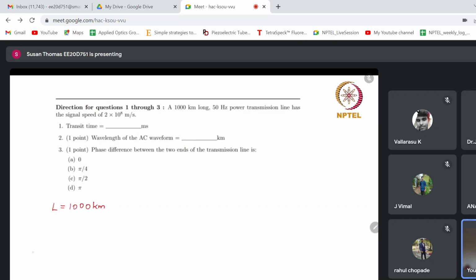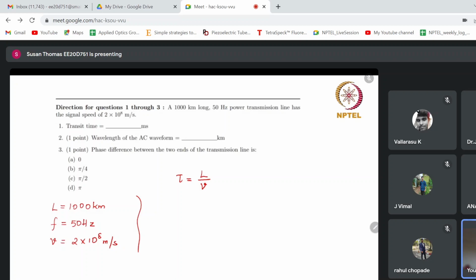information given to us. The first is the length of the transmission line, which is 1,000 kilometer, the frequency is 50 hertz, and the signal speed is 2 into 10 power 8 meter per second. So I request you all to try to solve the question along with me and give the answers in the chat. So let us start with transit time.